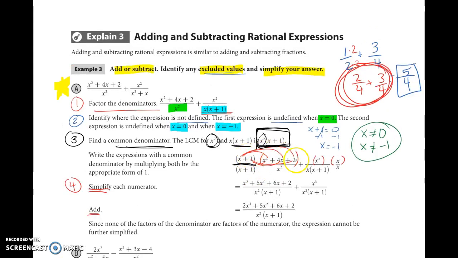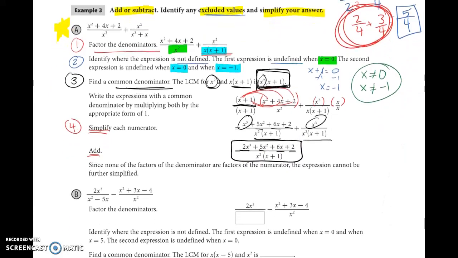So after you distribute and combine like terms, now you have common denominators, so we can go ahead and add our numerators. So x cubed plus x cubed is 2x cubed, and we have nothing to combine these other terms with, so we just go ahead and write them. And we've now simplified and added, and this is our new answer. It says, since none of the factors of the denominator are factors of the numerator, the expression cannot be further simplified. So that's saying if something was on top that was also on bottom, we could reduce that out, but we don't have that.